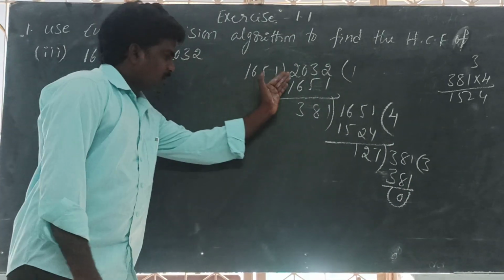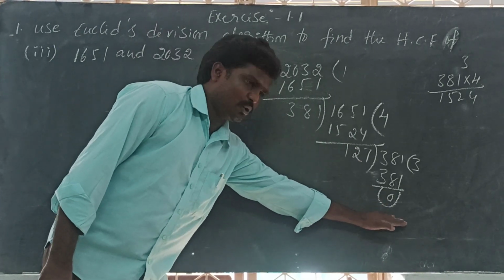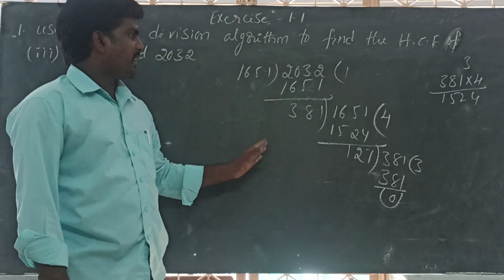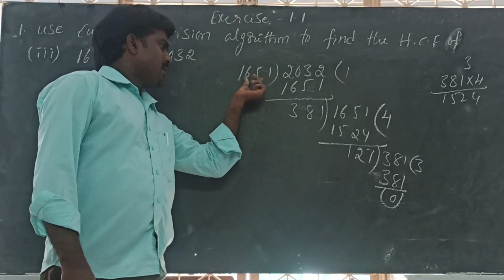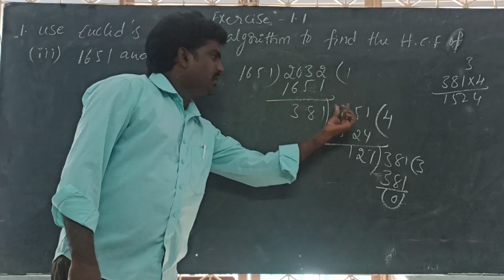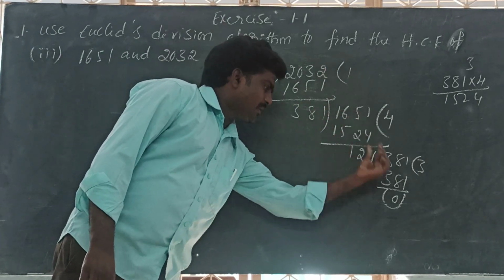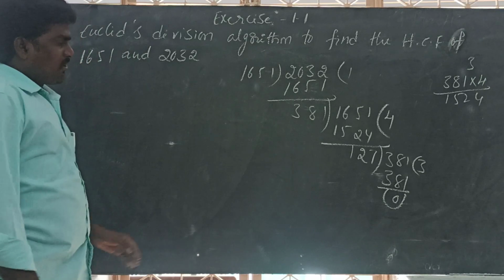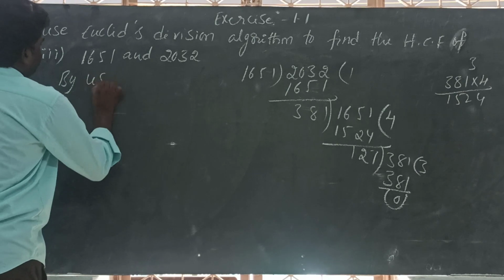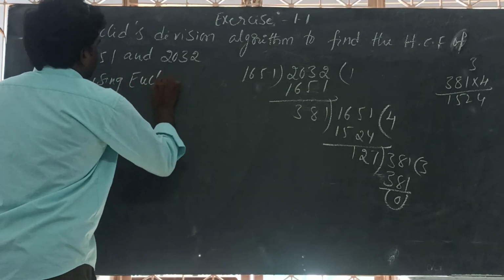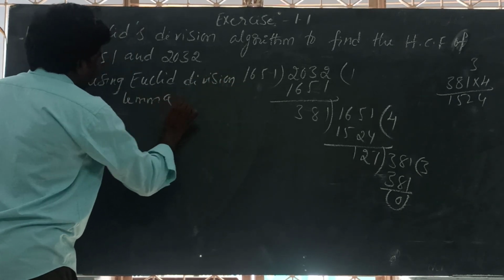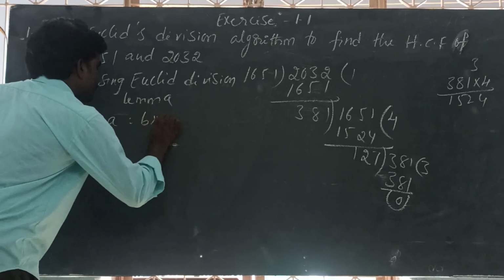Okay, so this process goes on until the remainder is 0. Okay, by using GCD we can find the HCF. How can we do that? The biggest number is divided by the smallest number, we get the remainder. The remainder becomes the divisor, the divisor becomes the dividend. This process goes on until the remainder is 0. Okay, so where do we get the 0? At the divisor 127. Okay, so by using Euclid division lemma, what is the Euclid division lemma? a is equal to b into q plus r.